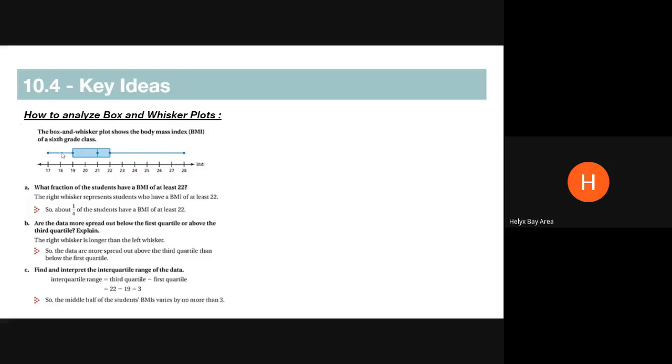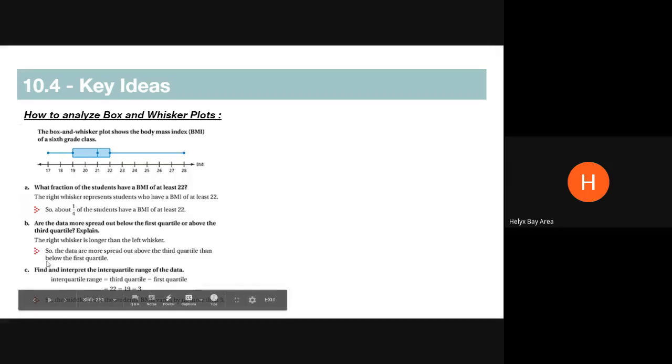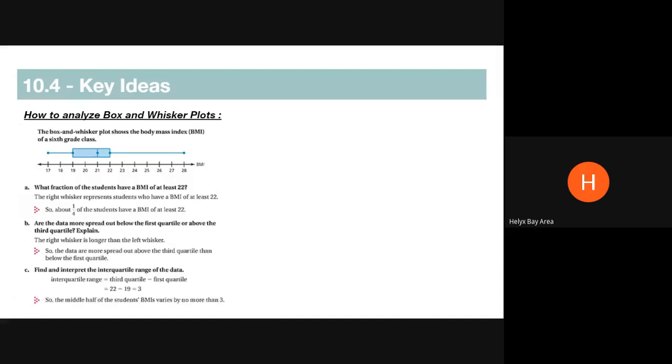And then 17 through 19. So that's the range, right? So the right whisker is longer than the left whisker. So is the data more spread out in the first quartile or the third quartile, right? So this is asking which way the data is skewed, right? So that's how you would answer this question.